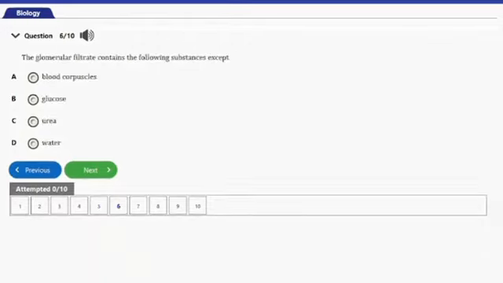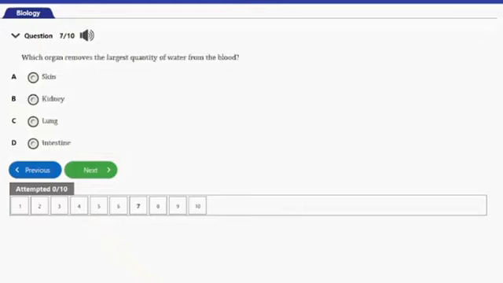Question number 6 here, it says the glomerular filtrate contains the following substances except A, blood corpuscles, B, glucose, C, urea, D, water. So guys, like we established earlier on, blood corpuscles and plasma proteins do not pass the glomerular filtration. So in that case, the glomerular filtrate will not contain blood corpuscles. And that's the answer to this question. Option A is the answer here. So let's go ahead and consider the next question.